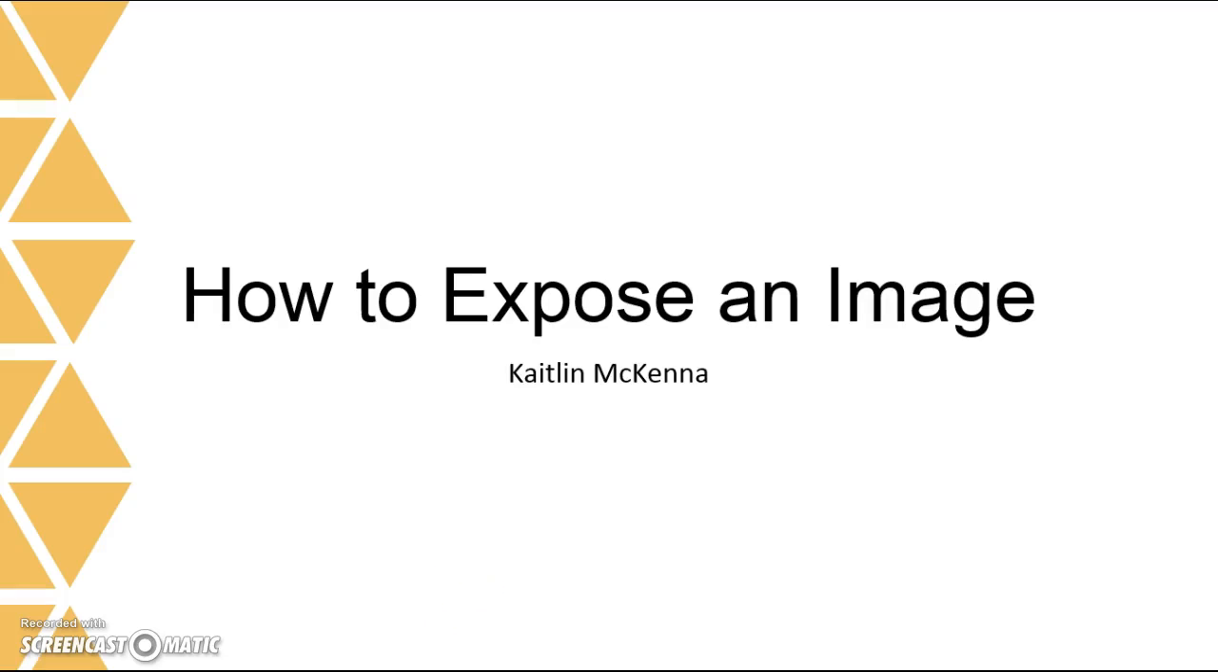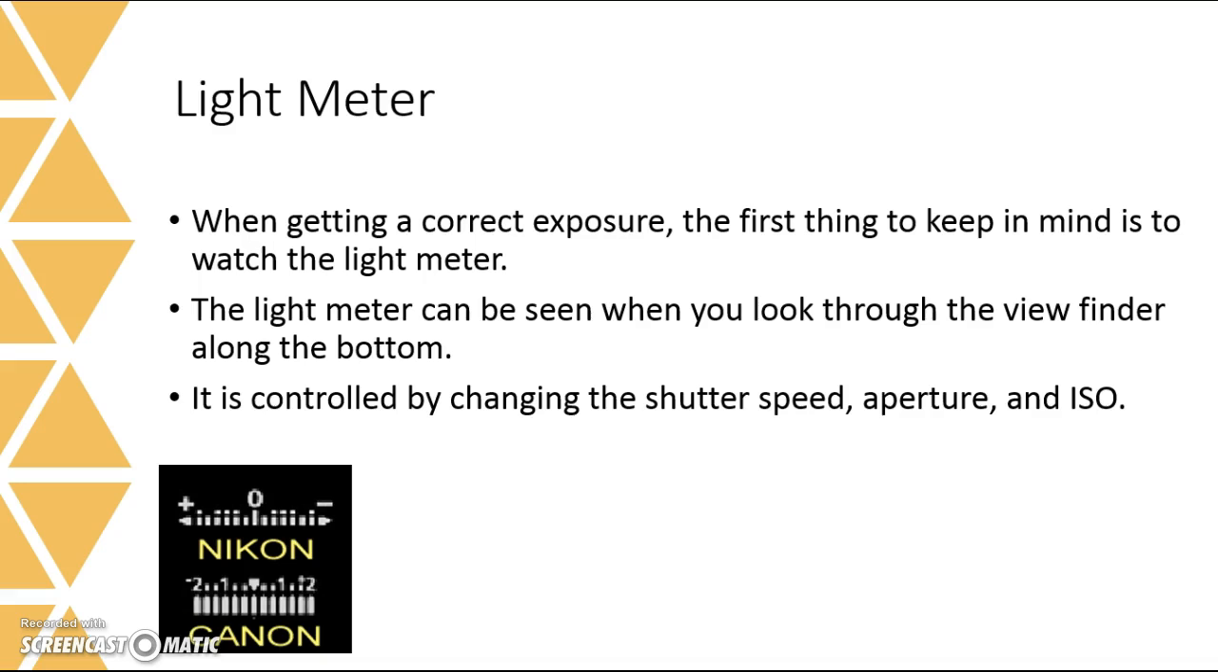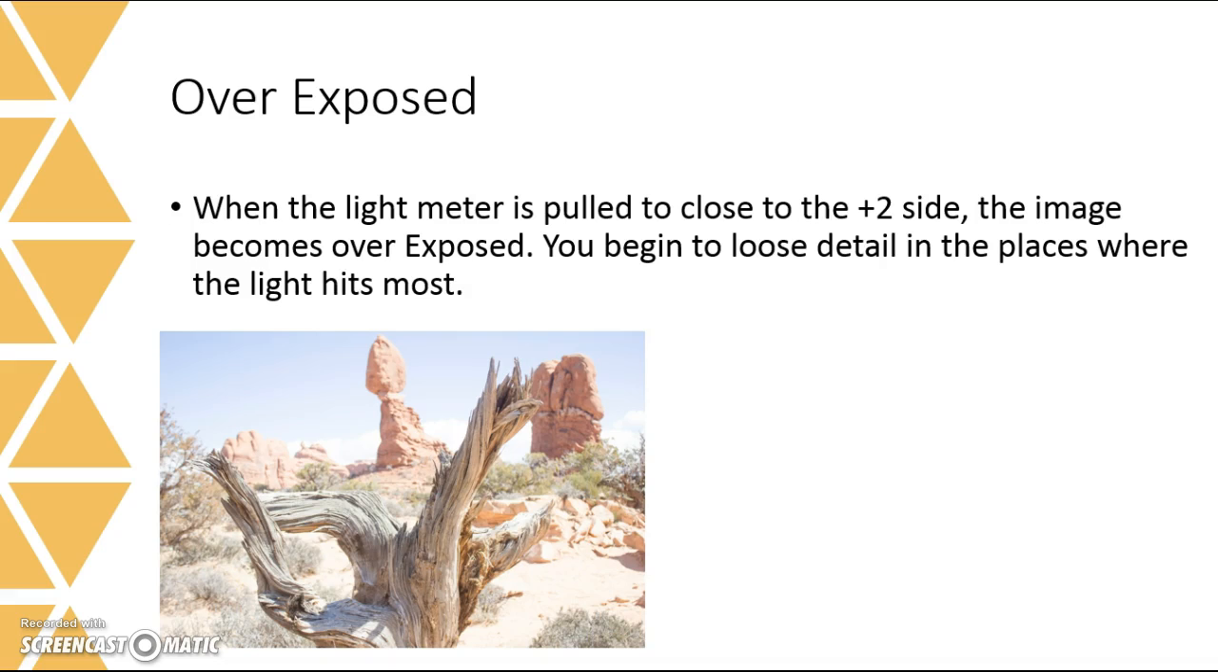I'm going to teach you guys how to expose an image properly. The first thing you need to know about exposing an image properly is how to use the light meter. The light meter can be found when you look in the viewfinder underneath the image, or it can be found on the screen of your camera. It's controlled and changed by the shutter speed, aperture, and ISO.